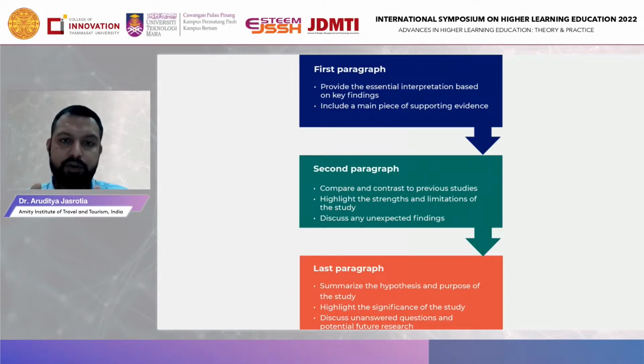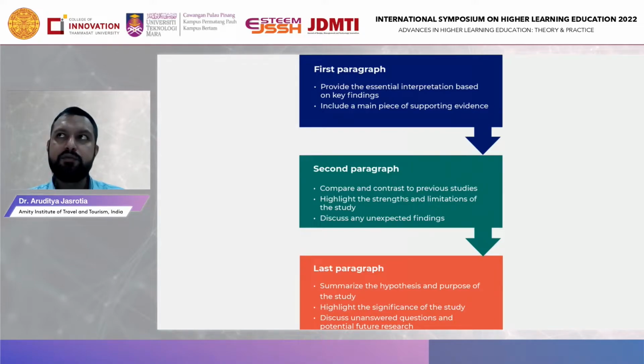Then in the second paragraph, you can compare and contrast with previous studies. Once you're done with the findings, you can move on to the previous studies. You can compare what you found in your study with what other authors or studies have given in their results. Maybe you are showing something different in your results, maybe your results are similar to the previous studies. Whatever the case is, you can always highlight important studies and show a contrast between them.